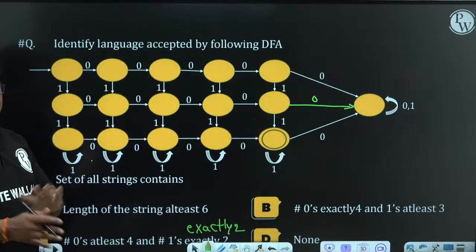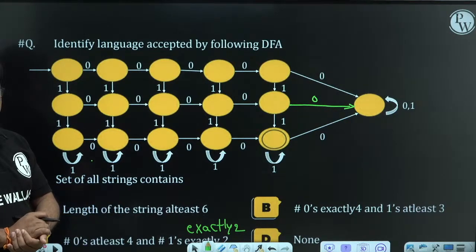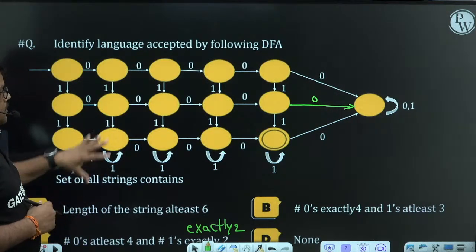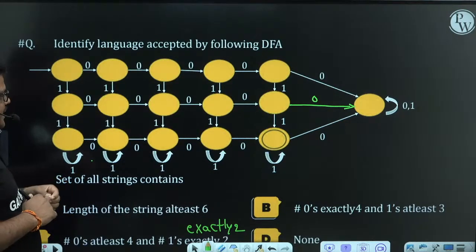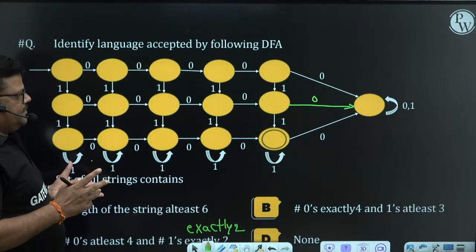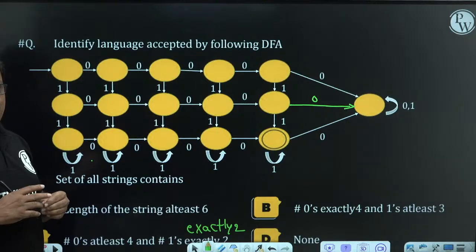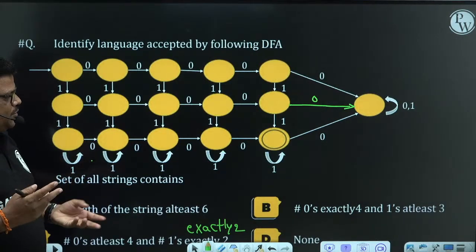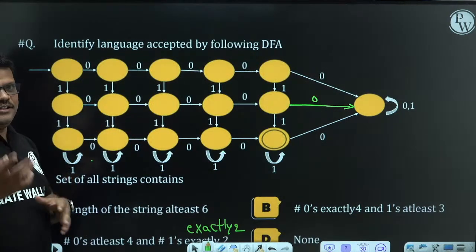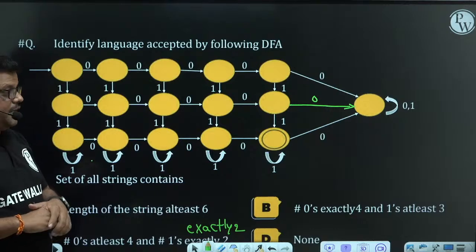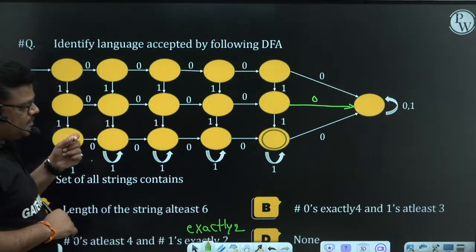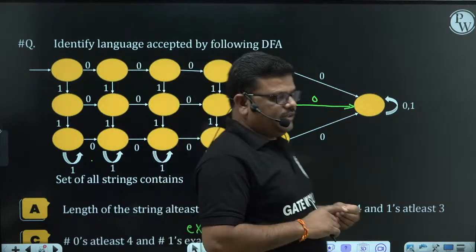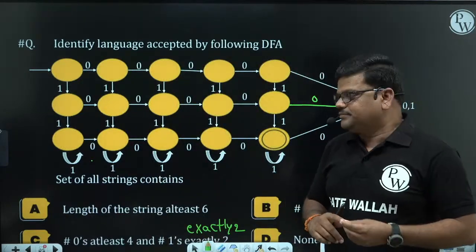Option A, elimination. The language accepted by this DFA. Some students, the moment they see this DFA, they'll get scared. So this is this much bigger. How to solve the question? Big questions are very easy to solve. Whenever you get bigger, lengthy questions, feel happy because there are some tricks. The way of solving that question becomes very easy.